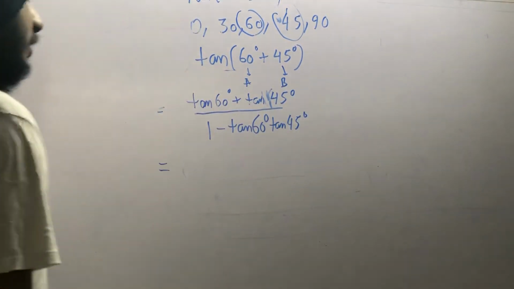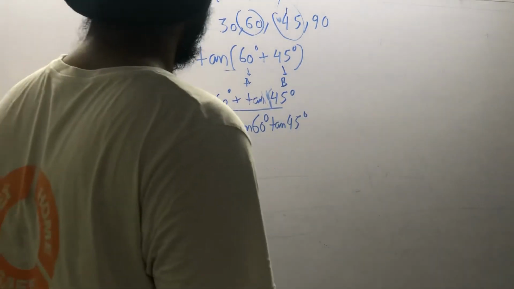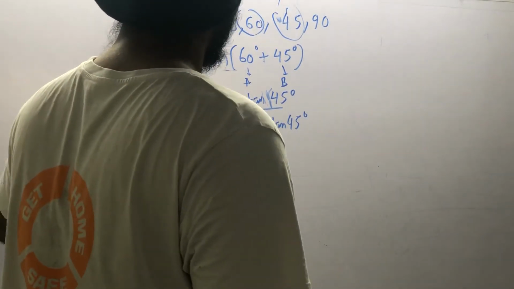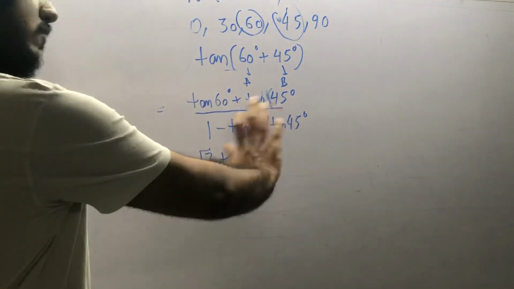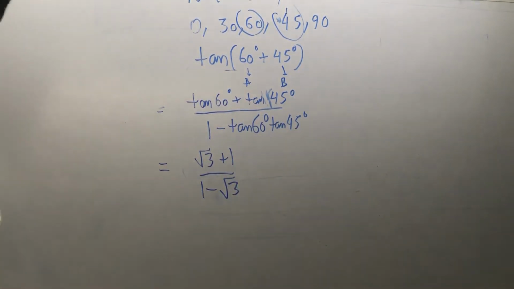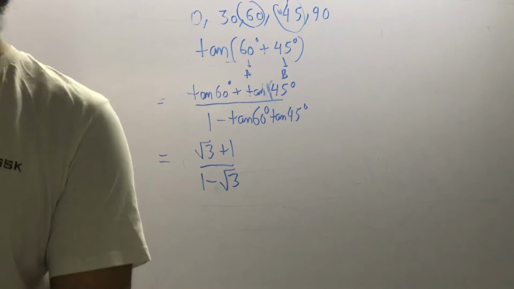Tan 45. Okay. What is tan 60? Tan 60 is root 3 plus 1 upon 1 minus root 3. Root 3 into 1 is root 3. So this is the value of tan 105. So there are many questions that you can do. Okay. So these are pretty easy questions.